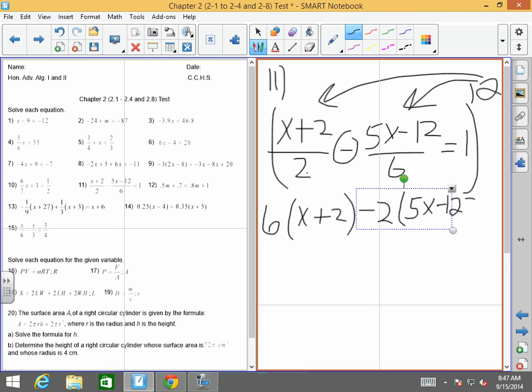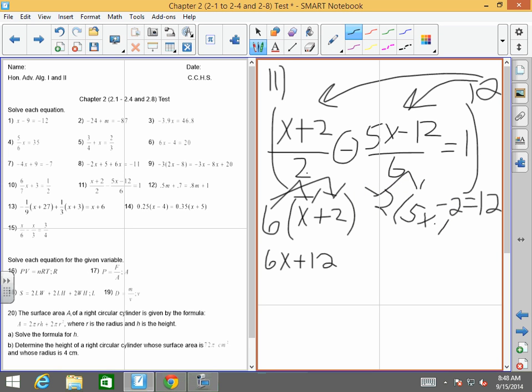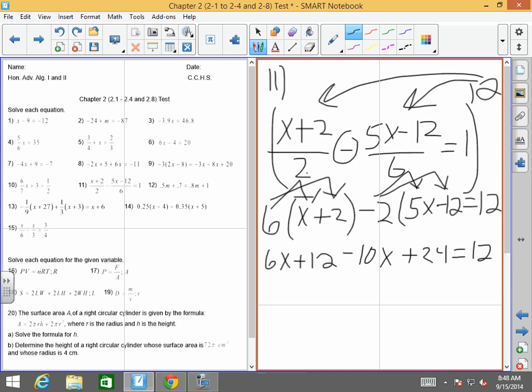And then that equals 12 times 1, which is 12. Now I have to distribute. 6 times x is 6x, and then 6 times 2 is 12. So that's 6x plus 12. And then negative 2 times 5x is negative 10x. Negative 2 times negative 12 is positive 24. And then that equals 12.